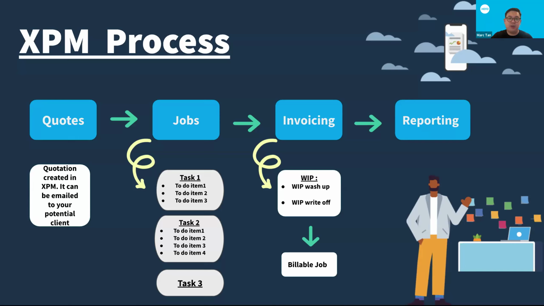After you have completed the job and finished the to-do list, we'll then move into invoicing. As work progresses, XPM helps you manage your work in progress, where you can easily review all your WIP as shown on the slide. You can make decisions to either do a WIP washup, to invoice a billable job for the work done up to date, or a WIP write-off for any unbillable time. This helps you capture all billable time and manages your cash flow accurately.